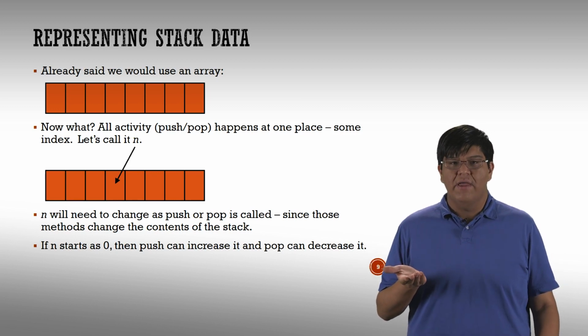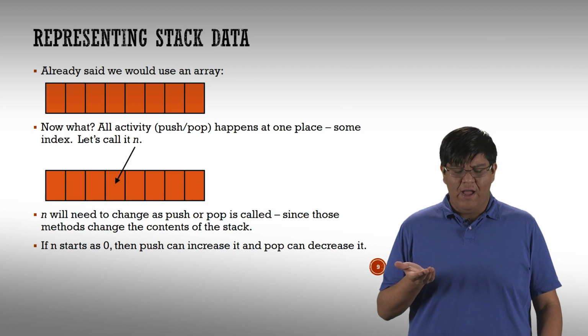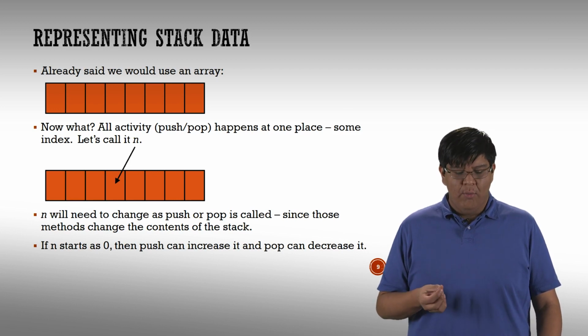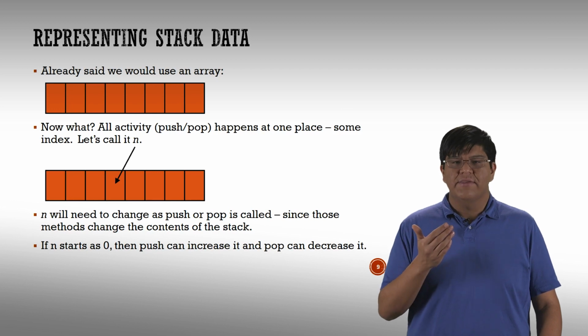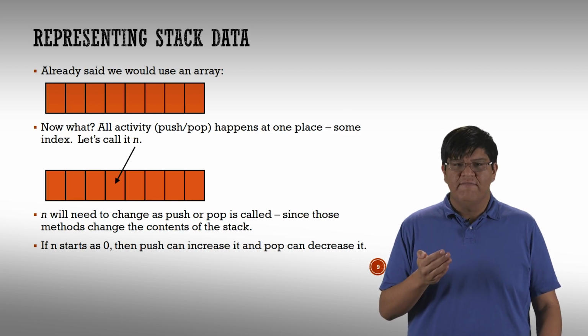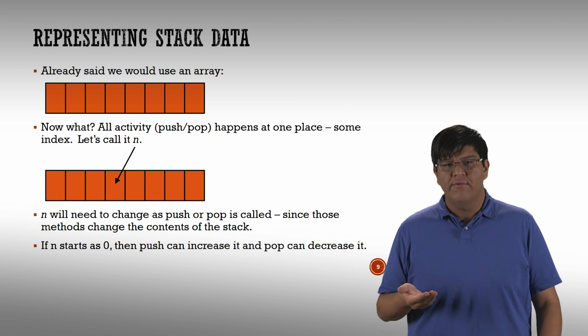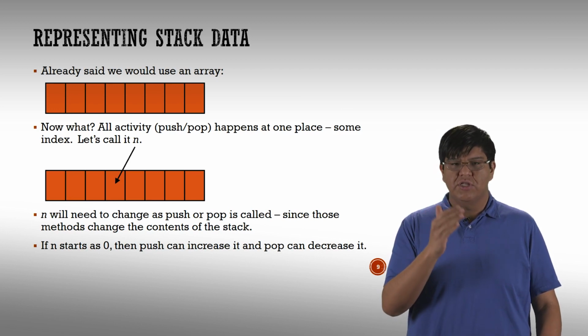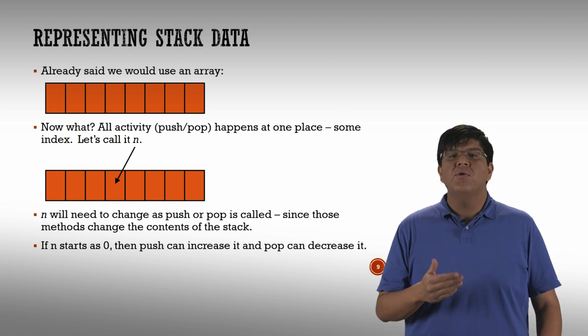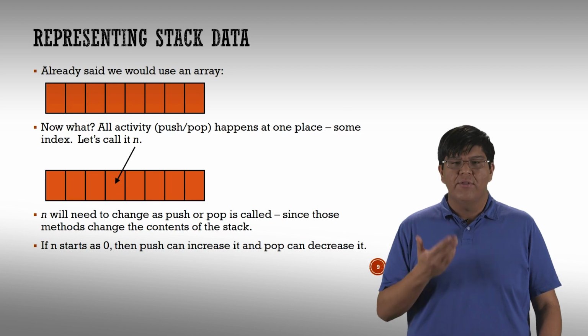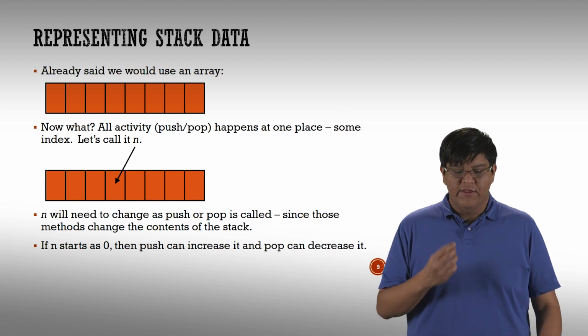So given that I have an array, I kind of need to figure out how I actually put data into it. What is it going to look like inside? Well, one observation is that inside of an array, all the activity is going to occur at one end. So I don't have to worry about changing the middle or changing at both ends. Only one end matters, only one place changes. That's kind of the special place.